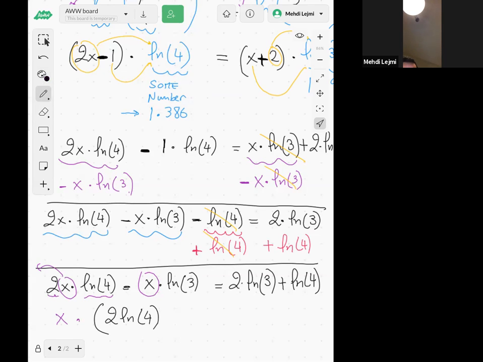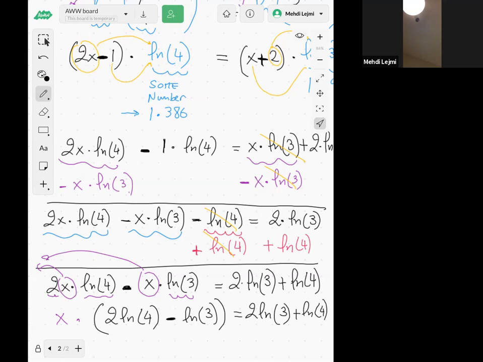And then there's this minus. Here's my minus. And the same thing here, pull out this x. Then you are left with natural log of 3, which is, again, some decimal. So minus natural log of 3, in parentheses, equal to 2 natural log of 3 plus natural log of 4.